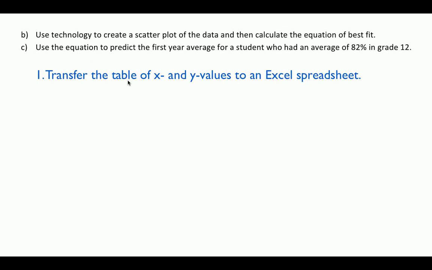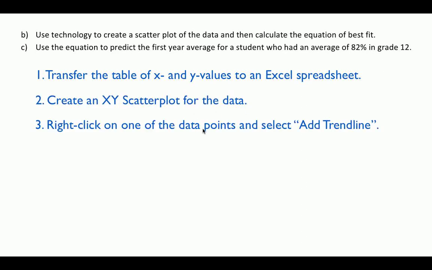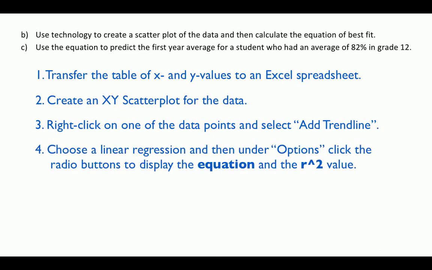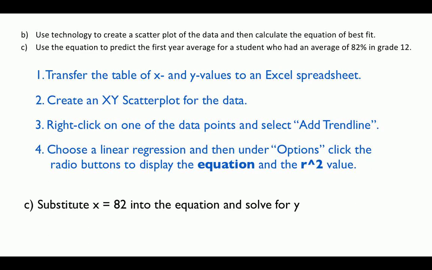If you want to see a couple of steps, these are very similar. Transfer the table of x and y values, graph an xy scatter plot, right-click and add a trend line, choose a linear regression, make sure that you display the equation and the r-squared value, and then use the equation for part C to substitute. What do we think the prediction is going to be for an 82% average in grade 12? What's their first year mark going to be? And you'll see that basically you get 73%.